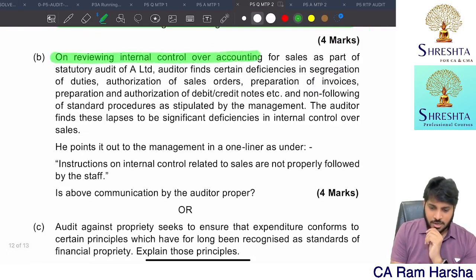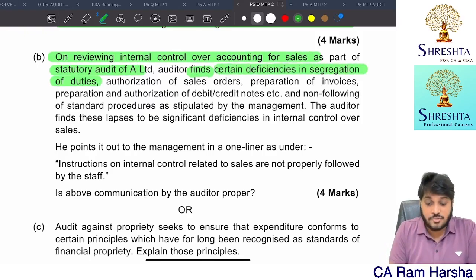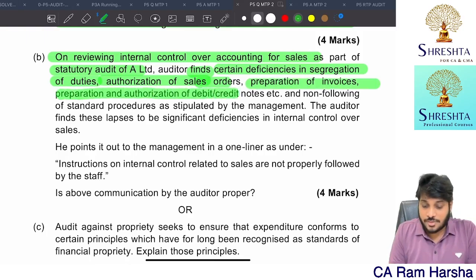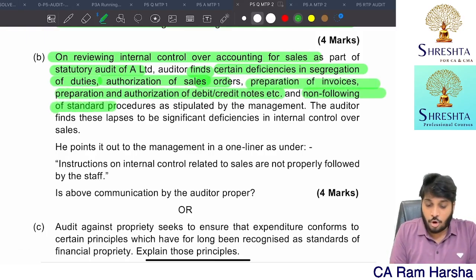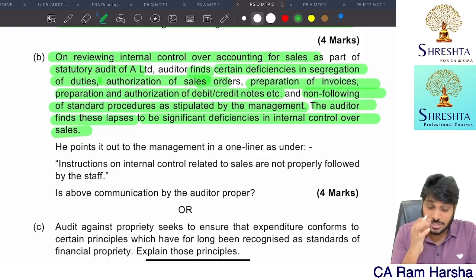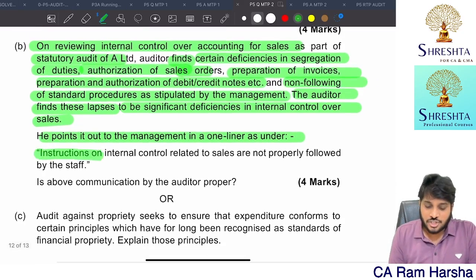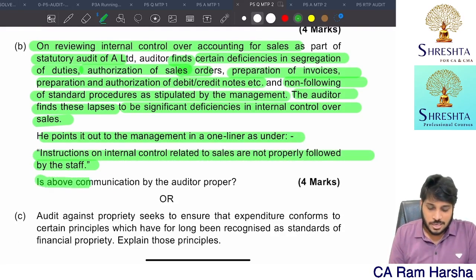On reviewing internal control over accounting for sales as a part of statutory audit, the auditor finds certain deficiencies in segregation of duties, authorization of sales order, preparation of invoice, preparation and authorization of debit and credit note, and non-following of standard procedures given by the management. The auditor finds these lapses to be significant deficiencies in internal control. Okay, he found a significant deficiency in internal control related to sales. He points it out to the management in one liner: instructions on internal control related to sales are not properly followed. That's wrong. Is the above communication correct?